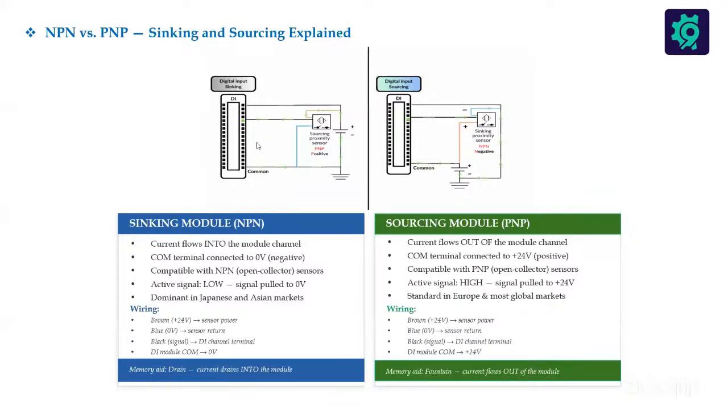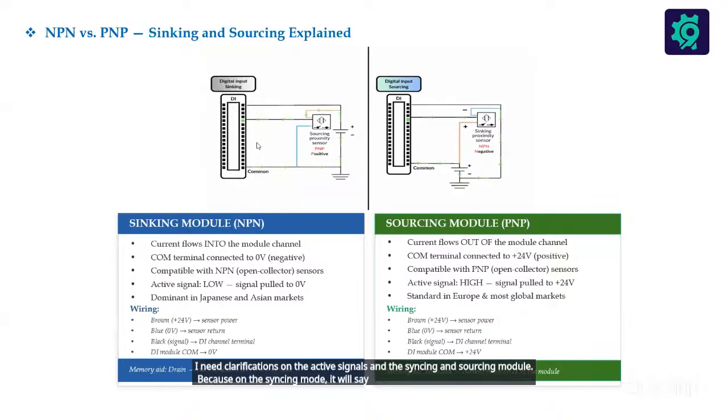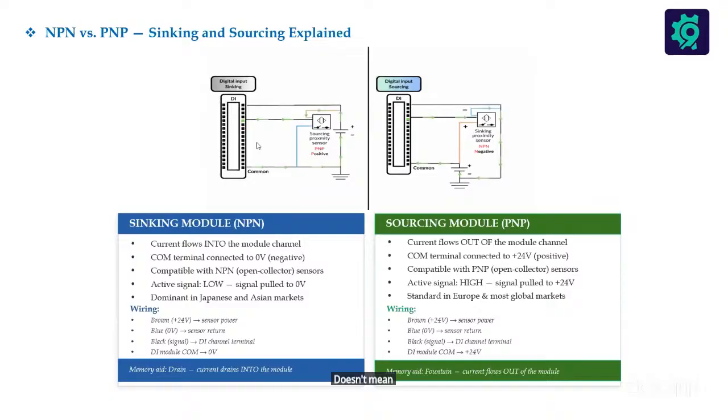I need clarification on the active signals on the syncing and sourcing module. On the syncing module, the active signal is low, a signal put to 0 volts, while for sourcing it is 24 volts. Does it mean that when the syncing PLC sees 0 volts, that's a true state of binary one?